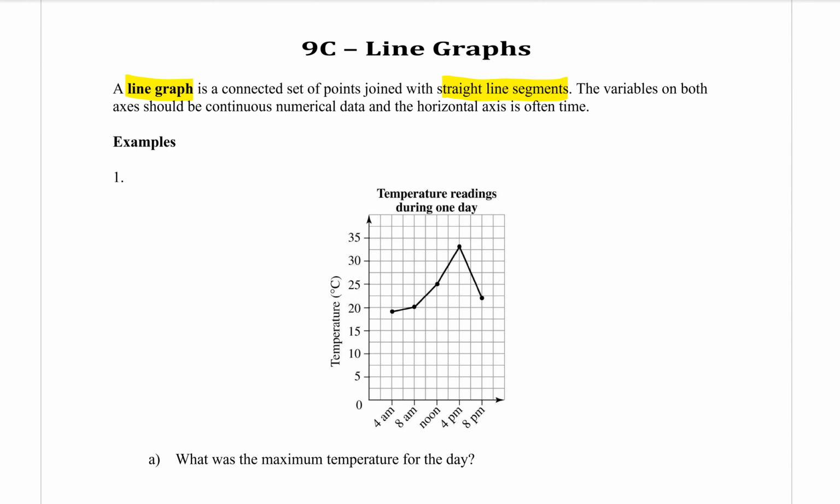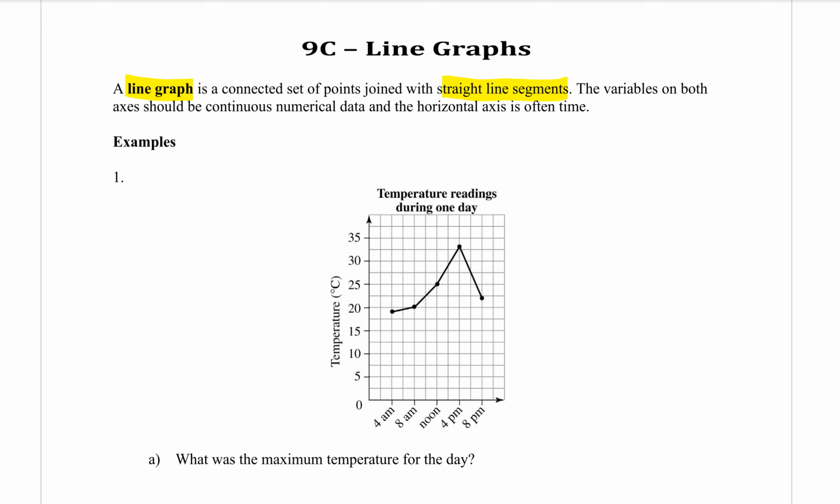We have a graph here given to us for this first question, and we want to read some things off it. So the first part A says, what was the maximum temperature for the day? So we read the heading. It says temperature reading during one day. So this is just for one day. Over here, the temperature starts a bit below 20 degrees at 4 a.m. The temperature increases to the middle of the day, and then it starts to decrease again.